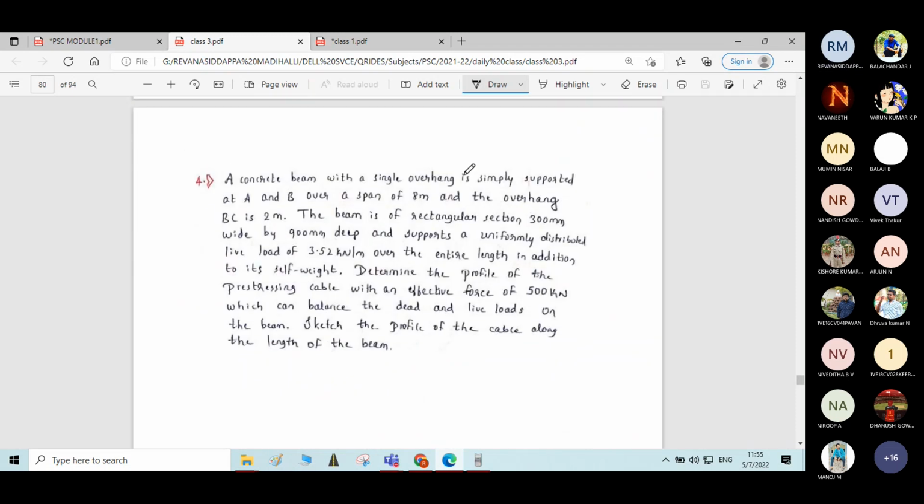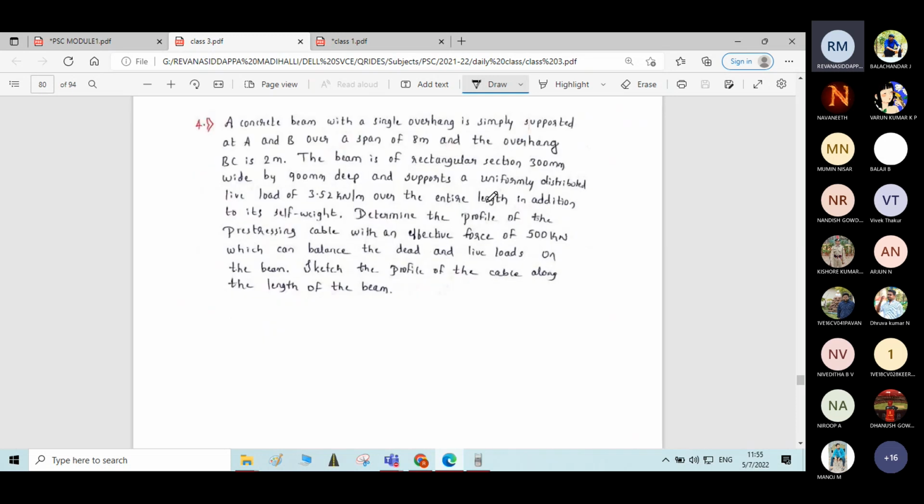Fourth problem. A concrete beam with an overhang is simply supported at A and B for a span of 8 meter. It is an overhang beam, and the length of the overhang is 2 meter. The beam is of rectangular section, 300 mm wide, 900 mm deep. Sectional dimensions are given, and UDL is acting on the beam. Intensity of UDL is also given, 3.52 kN per meter. The question is to find the profile of the pre-stressing cable with an effective force of 500 kN, which can balance the dead load and live load on the beam.